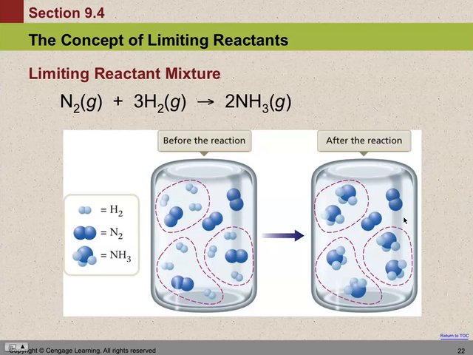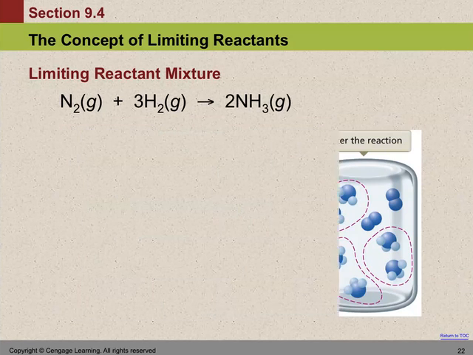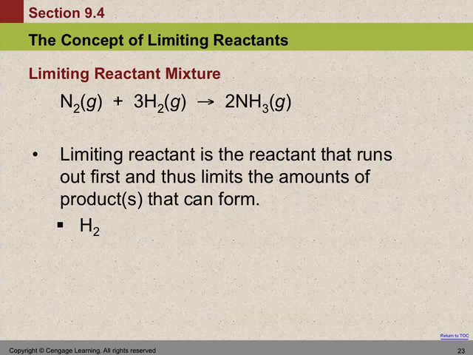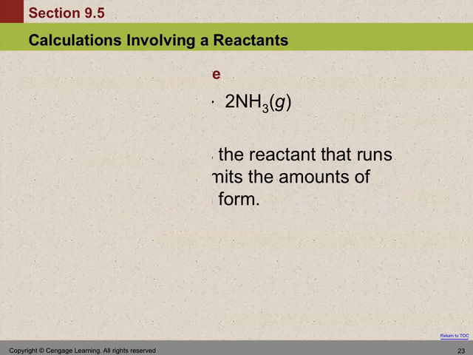Note that after the reaction is complete, the nitrogen molecules are not used. This means that the hydrogen molecules are the limiting reactant because they run out first. So the limiting reactant is the reactant that runs out first and thereby limits the amount of product that can be formed. The limiting reactant for this equation is hydrogen gas.